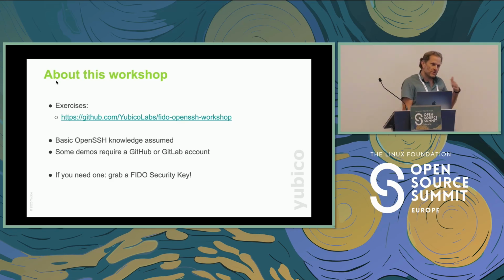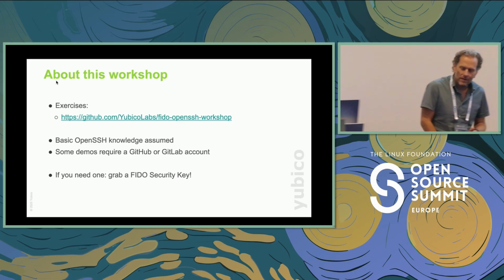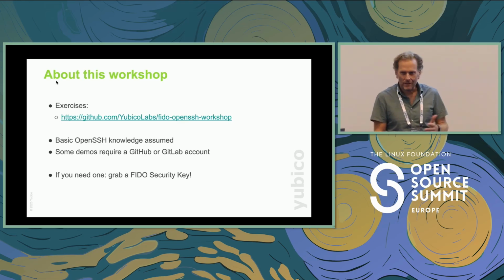So I do assume OpenSSH knowledge, so if you know what a public key is, etc. But I don't assume any knowledge about FIDO. So the idea is that we have like 6 quarters. In the first quarter I'll talk about FIDO, what FIDO is, in a fairly generic way. And then I have 5 exercises. So let's say that we have 15 minutes for each exercise. But you can do it at your own pace. You don't need to move to the next exercise if you didn't finish the first one.